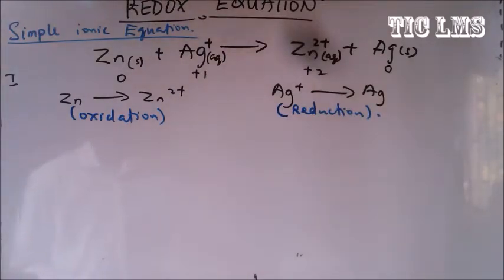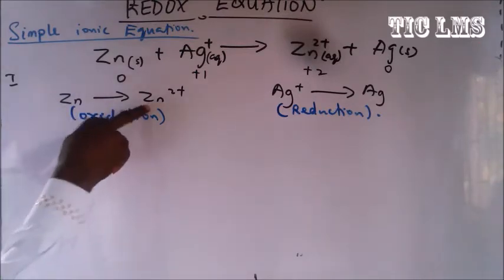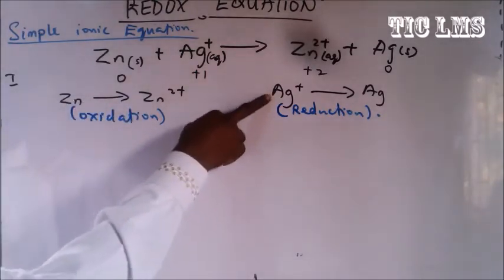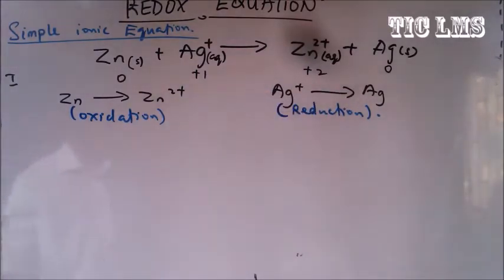Next is that we balance the atoms. When we take a good look at this, we have 1 atom of zinc here and we have 1 atom of zinc here. That is balanced. And then we have 1 atom of silver here and we have 1 atom of silver over here. So that means that the atoms are balanced.